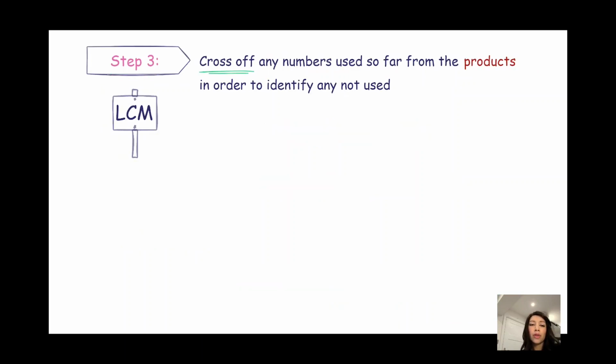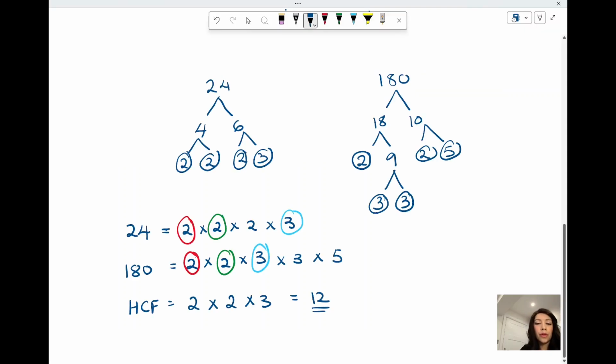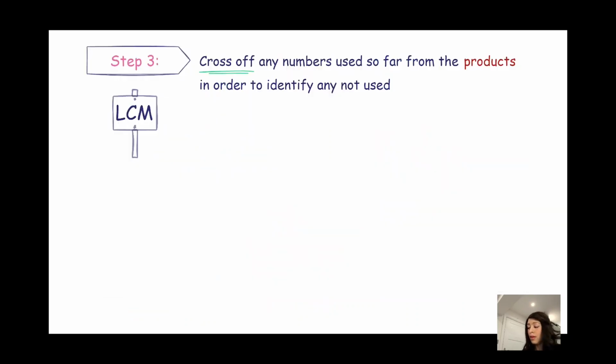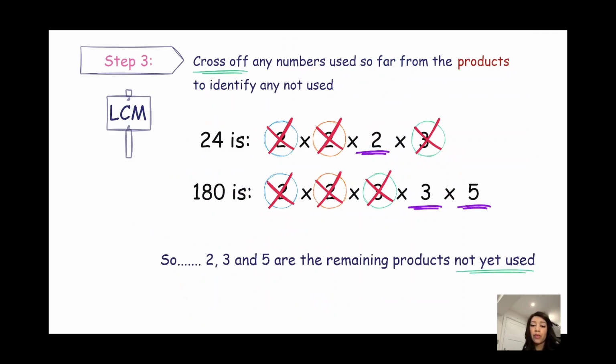Now we found the HCF, we move on to the next part, step 3, which is looking at the LCM. So we then need to cross off any numbers used so far from the products in order to identify any that have not been used. Let's do that together. So let's cross off these as they have already been used, and we are left with this 2, this 3 and this 5. So these are the 3 products that have not been used. Yep, 2, 3 and 5. They're the remaining products that have not yet been used.